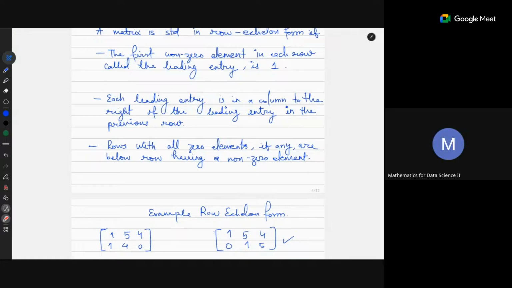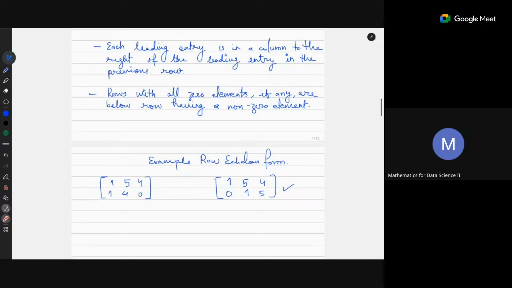Sir, according to these first two points, can we say that the first leading entry should be 1 for every row? Yes. Then, sir, for a 2 by 3 matrix we are just assuming 1 5 4 0 1 5. Can we say for a 4 by 3 matrix 1 0 1, 0 0 1, 0 0 0, 0 0 0 1, like that? I'm just asking. Yeah, that is correct. That's actually in row echelon form. So now let me give a few more examples.